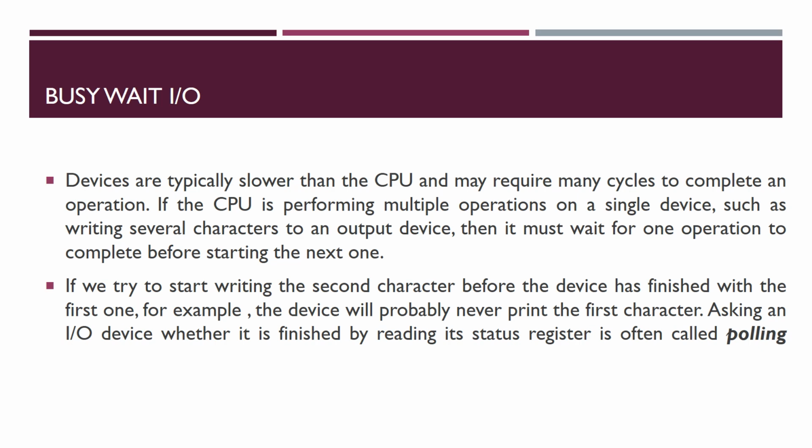So here, for example, if we are trying to start the second character before the device has finished with the first one, the device will probably never print the first character. So whenever our input-output device is completing its operation or not, we know the status by reading the status register. It is often called the polling of the register.